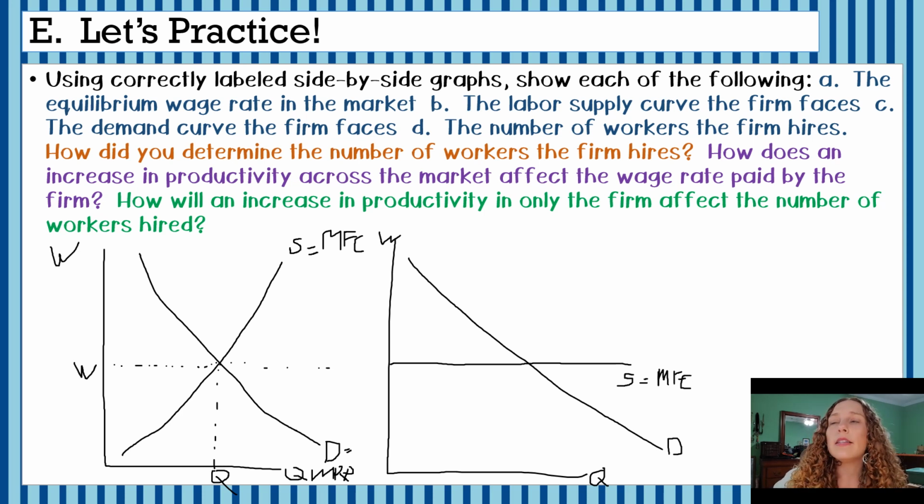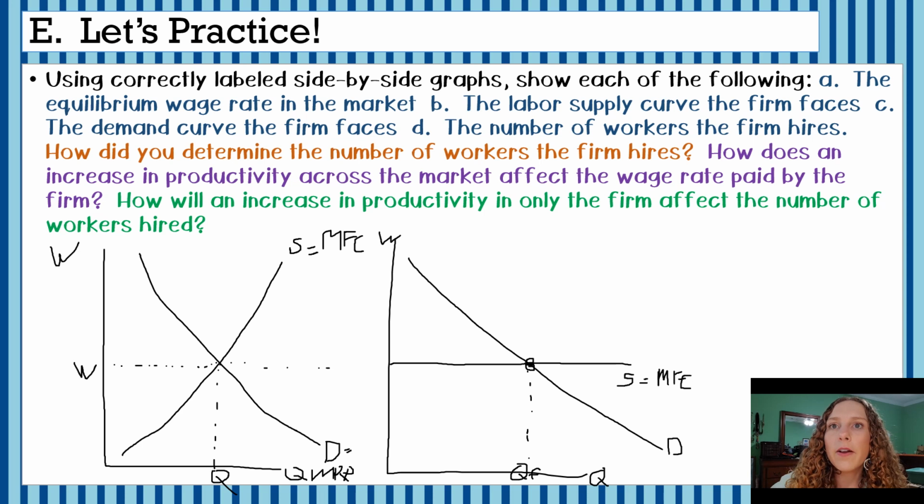Okay, so let's go back to the question. Here's my equilibrium wage rate in the market. Here's the labor supply curve. Let me get my pointer out here so you can see the things. So there's my equilibrium wage rate in the market. Here is my supply curve that the firm faces. Now the number of workers that the firm hires, that's going to be where their marginal factor cost equals their marginal revenue product. So there's the quantity that the firm would hire.